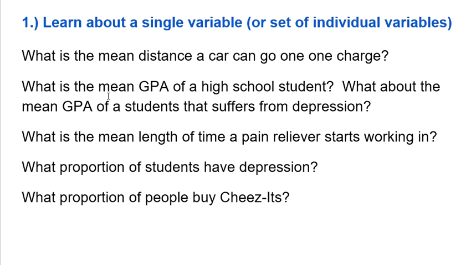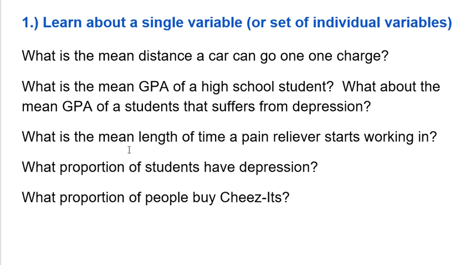So again, we actually have two variables now. We have GPA, quantitative. Do you suffer from depression? That's yes or no. That's categorical. But we're still looking at one thing, GPA, with this subcategory. If I'm going to ask you, I need to first know, are you depressed or not? That's a little wrinkle, but it's important that you understand that conditional wrinkle: the condition is you have to be depressed, then I'm going to ask you what your GPA is.